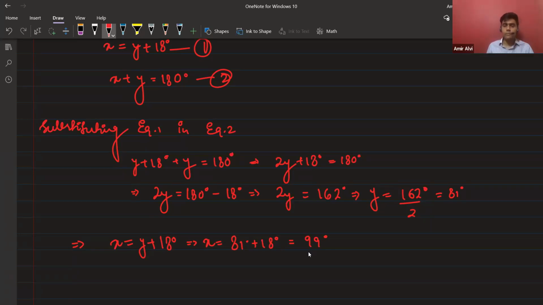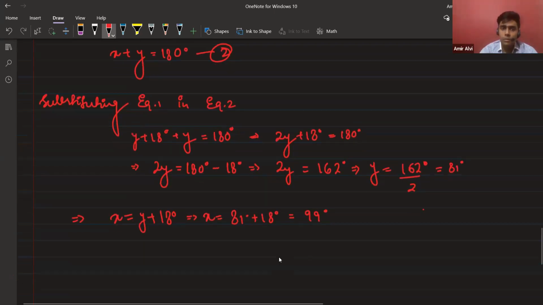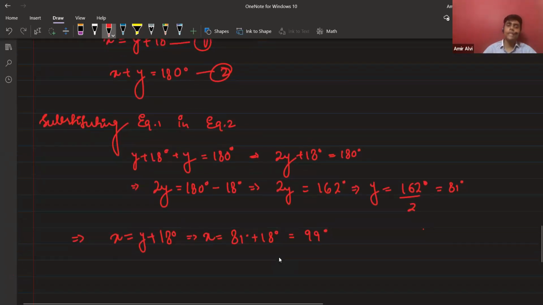Okay, just give me a moment. Are all of you writing right now? Let me know when you are done with the example. Till then, I should take another question. Hiba, is this clear? Why are we taking x equals y plus 18? Because x is the greater angle, so we assume it. In the question, we can assume either x or y as the greater angle. It's up to us.